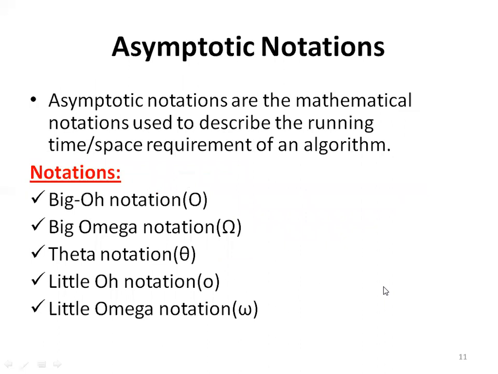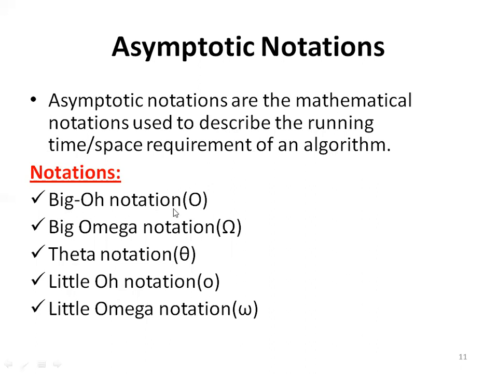Then asymptotic notations. These are the mathematical notations used to describe the running time and space requirement of an algorithm. So we can represent the time complexity and space complexity of an algorithm by using some mathematical notations, and these notations are known as asymptotic notations. The meaning of asymptotic is close to the verb, not connected. So here we are finding the close value. There are basically these five types of asymptotic notations.